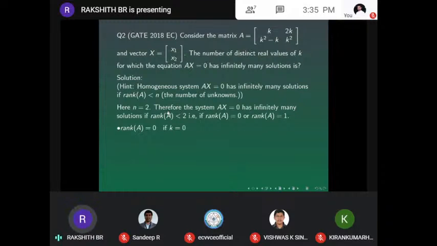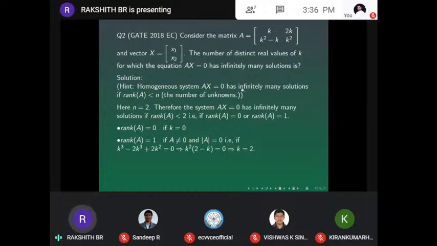So rank of A equal to 1 implies that A is not equal to 0 and the determinant of A is equal to 0. Okay, rank of A will be 1 if A is not equal to 0 and the row vectors are linearly dependent. So if the row vectors are linearly dependent, then the determinant of that matrix must be equal to 0. So just find out the determinant of A.